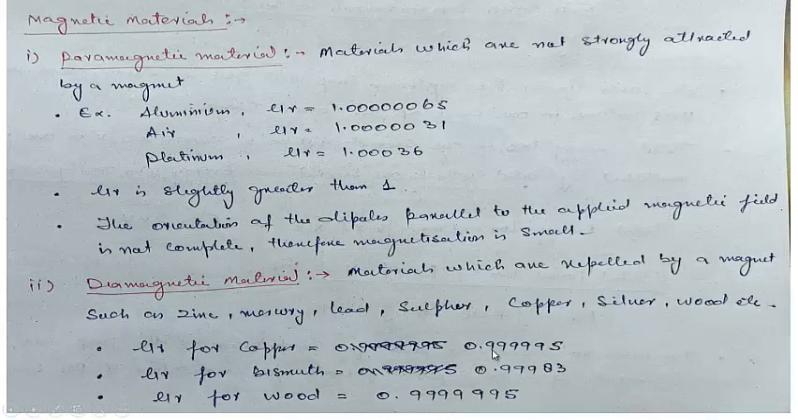For this case, copper has a μr value of 0.999995, bismuth has 0.9983, and wood has 0.99. Whatever be the case, it is 6 times 9 and 5. I have perhaps forgotten the value of silver. It will definitely be in the same range, and for a diamagnetic material, you will see that this μr will be slightly less than 1. And for practical purposes, for both the cases, this μr is taken to be equal to 1 when we use them.